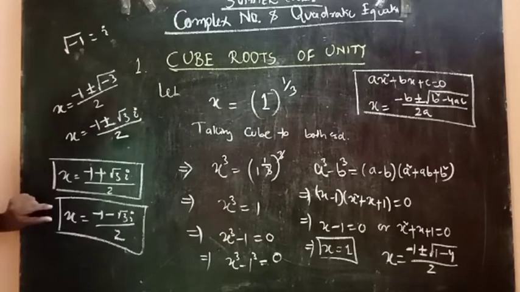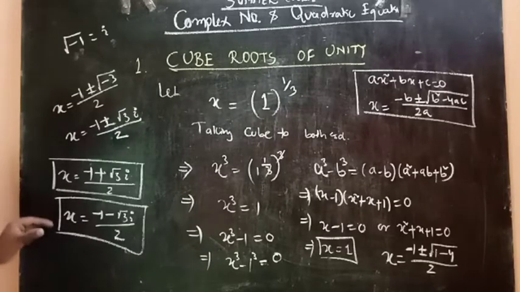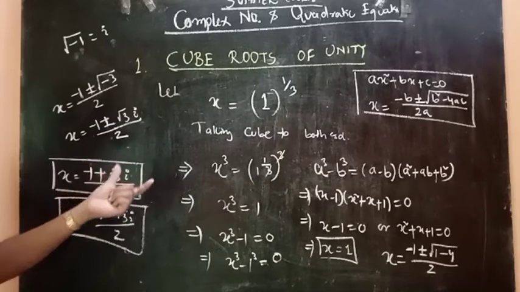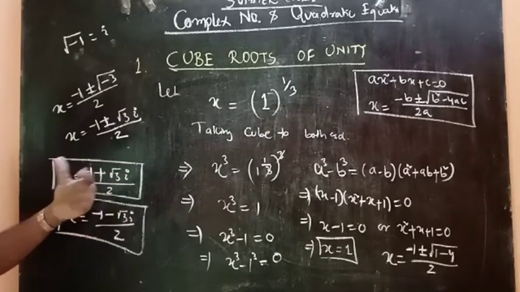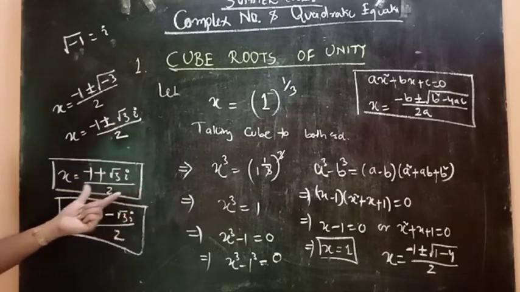Then x is equal to minus 1 minus root 3 i by 2. Please students, this is the most important. You should know about the cube root of unity if you are going through the next topic. So you should write down this one.